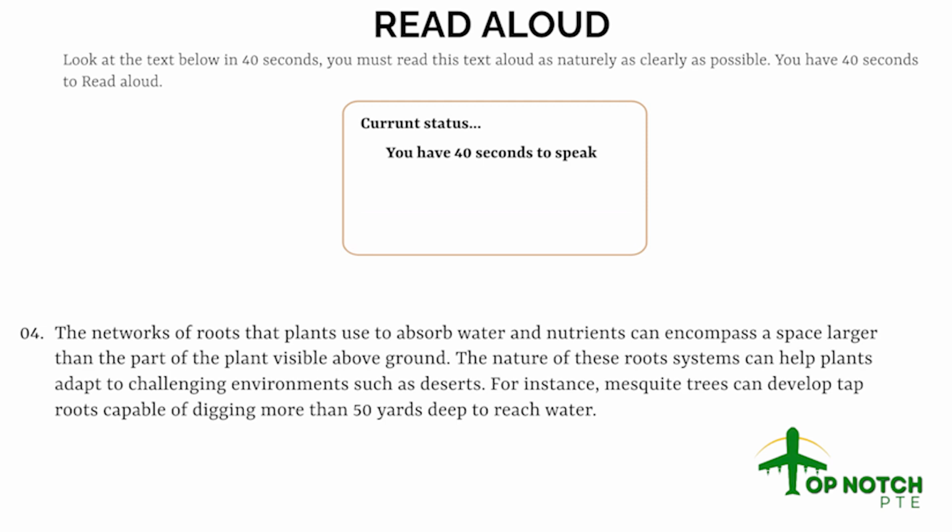The networks of roots that plants use to absorb water and nutrients can encompass a space larger than the part of the plant visible above ground. The nature of these root systems can help plants adapt to challenging environments such as deserts. For instance, mesquite trees can develop taproots capable of digging more than 50 yards deep to reach water.